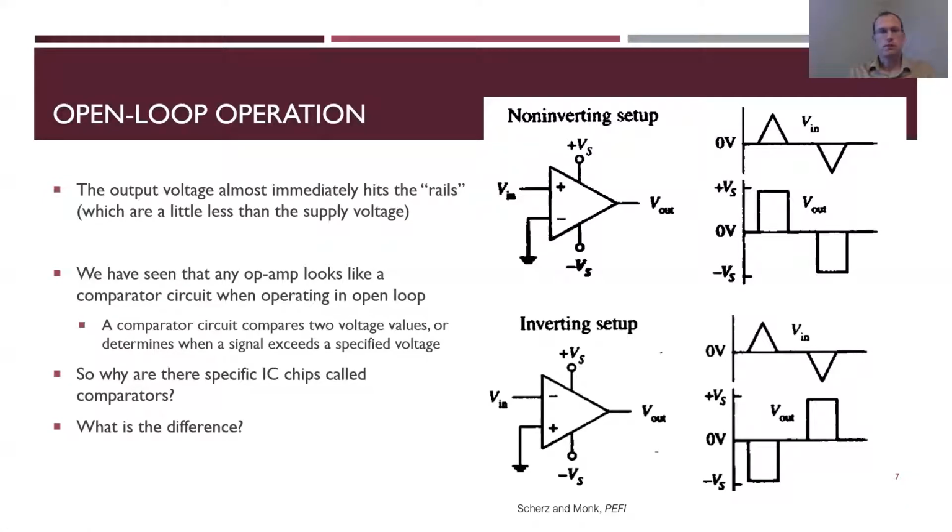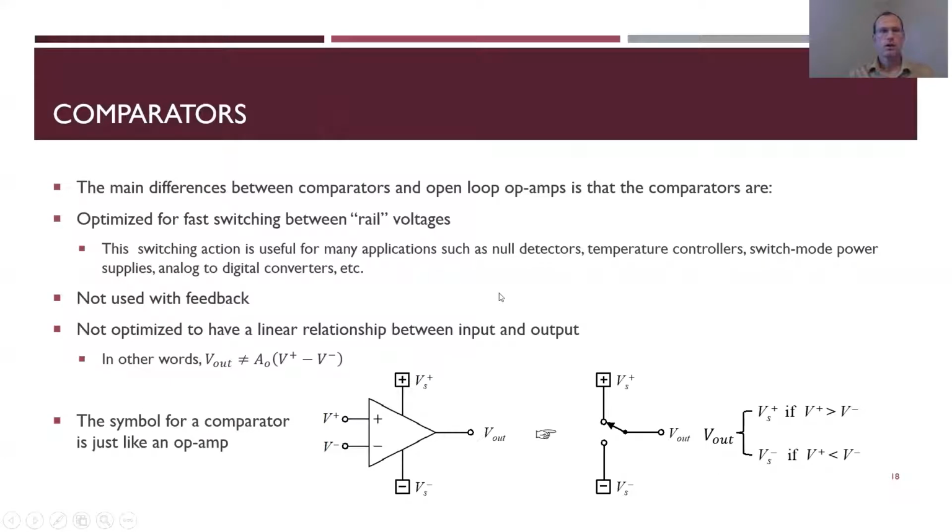So we actually have special IC chips called comparators that do the same thing. Comparators and open loop op amps are very similar in their behavior, but there are a couple of differences. Comparators are optimized for fast switching between the rail voltages, the maximum voltages, and this is useful for many applications. Comparators don't use feedback. They're also not optimized to have a linear relationship between the input and the output.